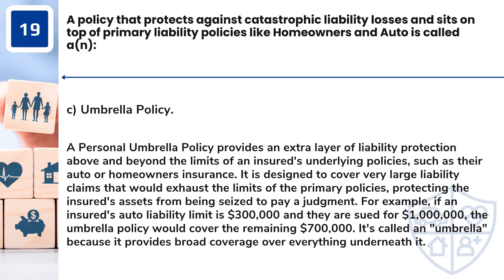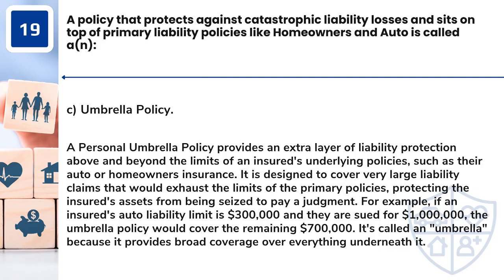Answer: C. Umbrella policy. A personal umbrella policy provides an extra layer of liability protection above and beyond the limits of an insured's underlying policies, such as their auto or homeowner's insurance. It is designed to cover very large liability claims that would exhaust the limits of the primary policies, protecting the insured's assets from being seized to pay a judgment.